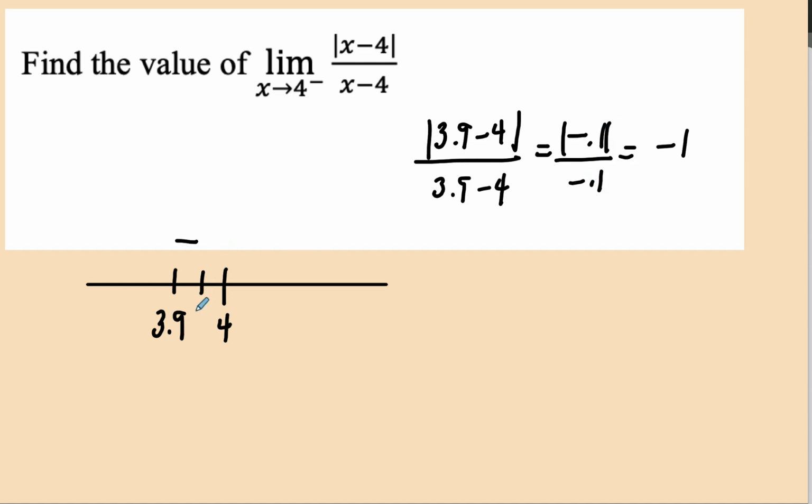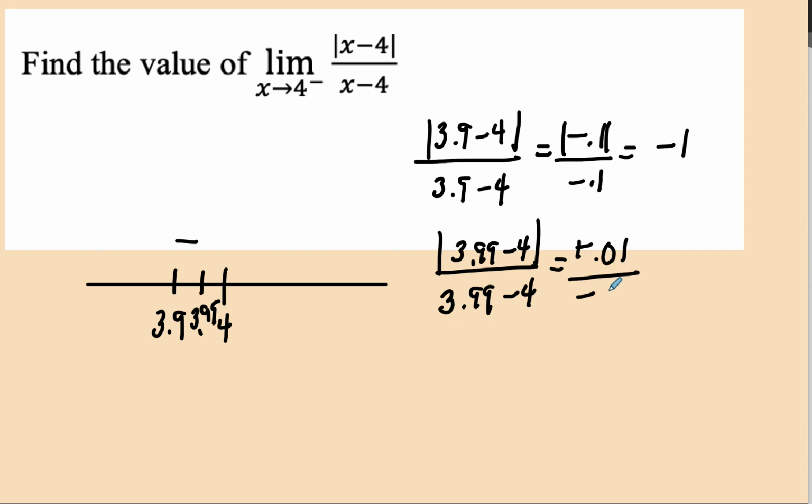Let's try again at 3.99. So this will be 3.99 minus 4 all over the absolute value of 3.99 minus 4. So that will be a positive 0.01 on the bottom, and this will be a negative 0.01. So the answer is still negative 1. So this answer is negative 1. Sometimes it's just good to use substitution, especially when I don't give you the ability to use your calculator.